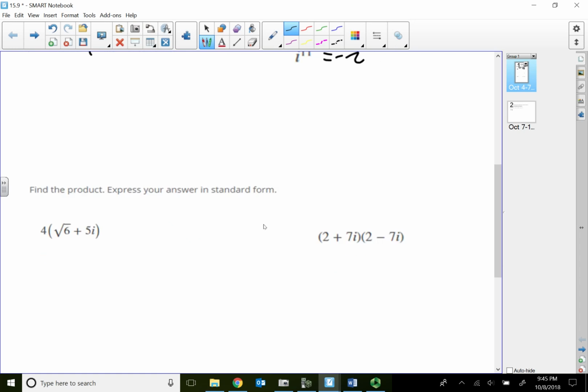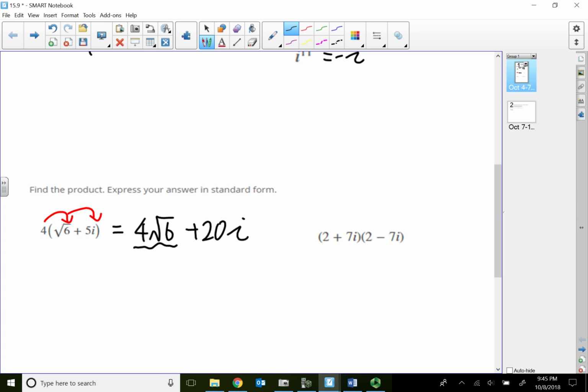All right, find the product. We're going to work these problems just like we've done similarly before, except now I have some complex numbers in the parentheses. The square root of 6 cannot be broken down, so it stays the same. Let's distribute the 4. 4 times the square root of 6 is 4 times the square root of 6. 4 times positive 5i is positive 20i. Make sure you understand this: the first term is a real number because it does not have an i with it, so it is the real part, and the second term is the imaginary part. So this is my answer.